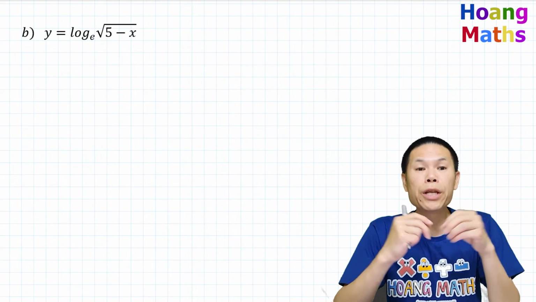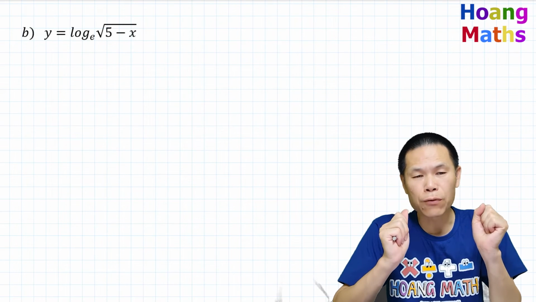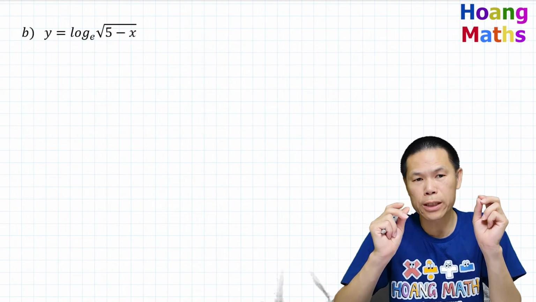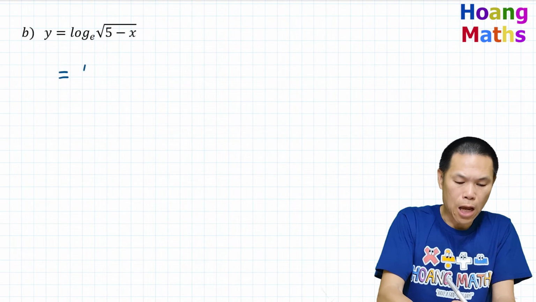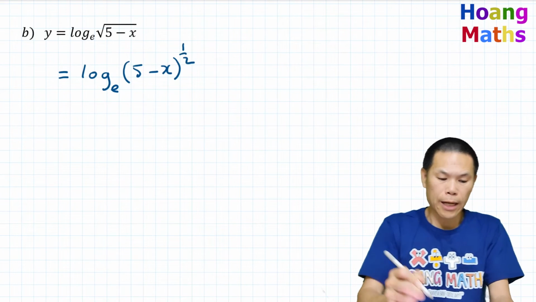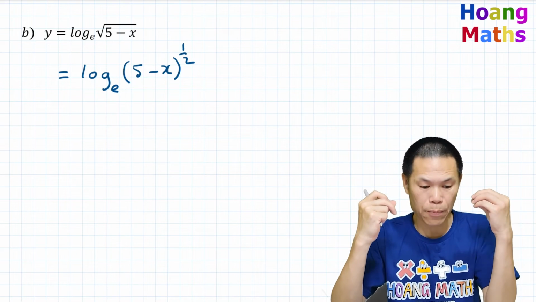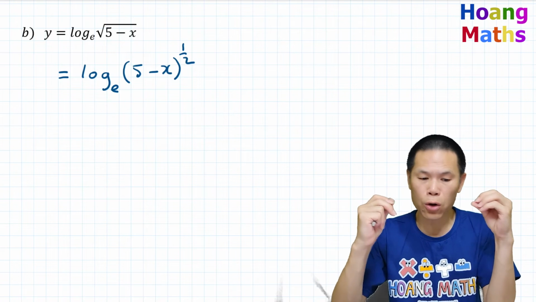So first of all, we need to write square root of 5 minus x into index form first, okay? So square root is just like power of a half. So that is exactly the same as log base e of 5 minus x to the power of a half. Now I didn't do anything. I just write the surd into an index form. That's all. Now I'm gonna use log law.